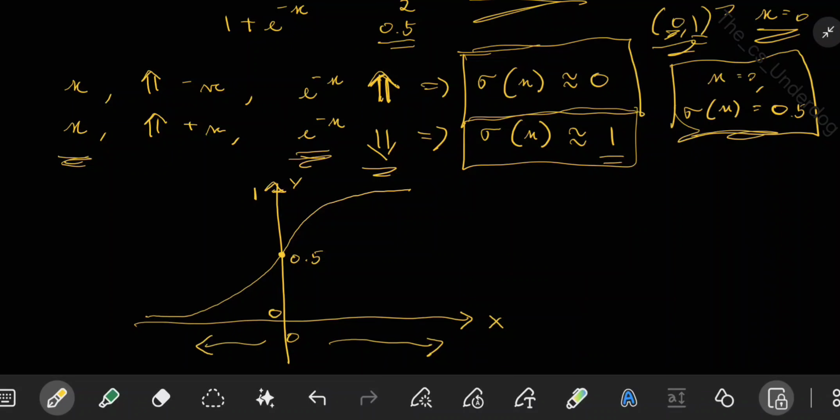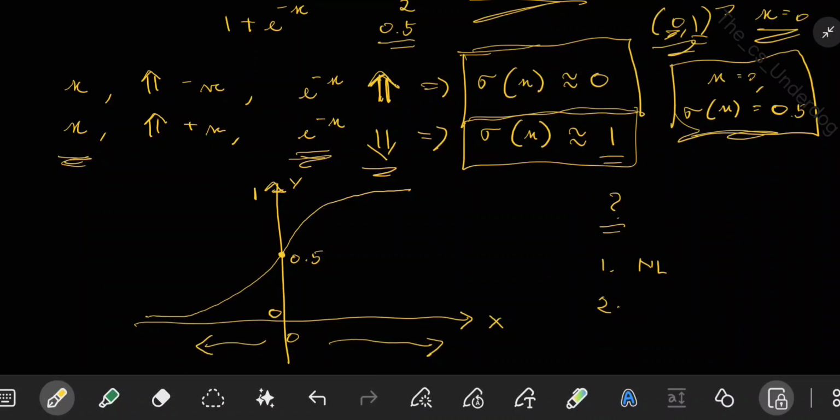Next thing is, why is sigmoid used in a neural network? So first thing is that it introduces non-linearity. From the graph itself, you can understand that it is introducing non-linearity. The graph is not a linear graph. It is not a straight line. So it is introducing non-linearity into your model.